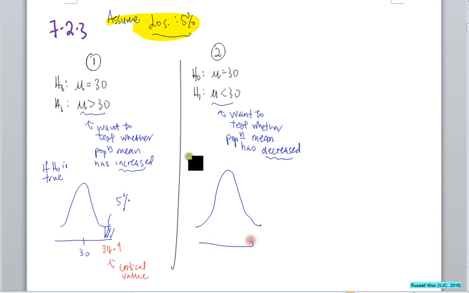When I set up my test, now if H0 is true, then this is still 30. How can I test? Where is my critical value now? Look, if I test and my X bar is maybe 20, can I conclude that mean is now less than 30? Probably yes, right? So my rejection region should be on this side. My 5% has got to be on this side.